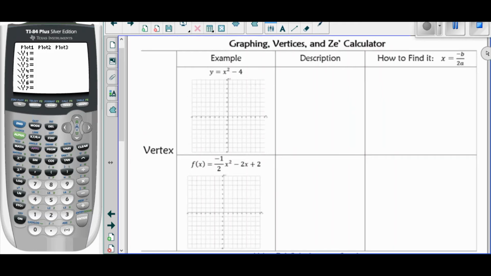Alright, here we are going to learn how to use the graphing calculator to, first off, just graph parabolas, but then find vertices and find solutions. So, previously we've learned how to factor to find solutions, how to use the quadratic formula to find solutions. Now we're going to use the graphing calculator, which actually, for a lot of you, will be a lot easier.